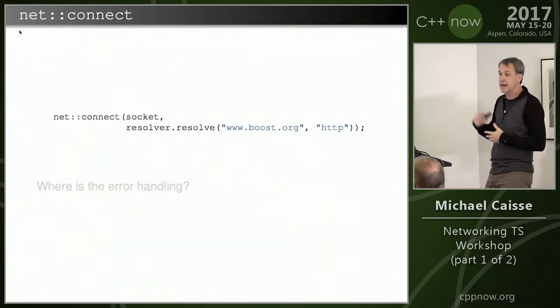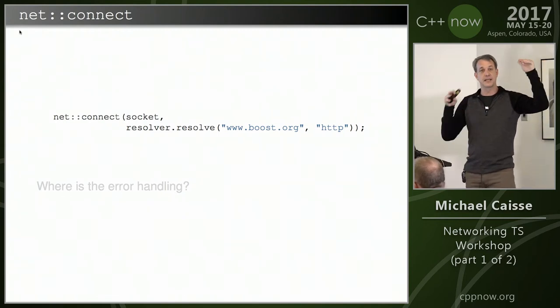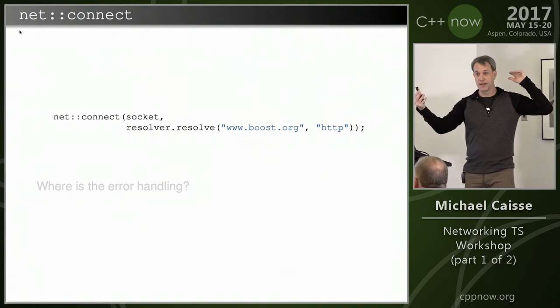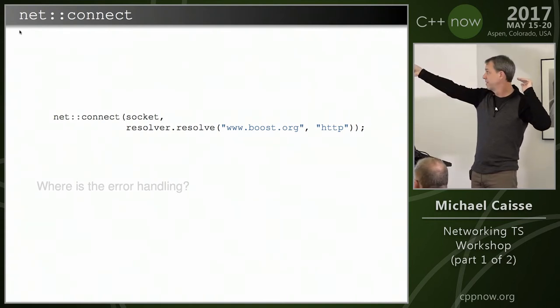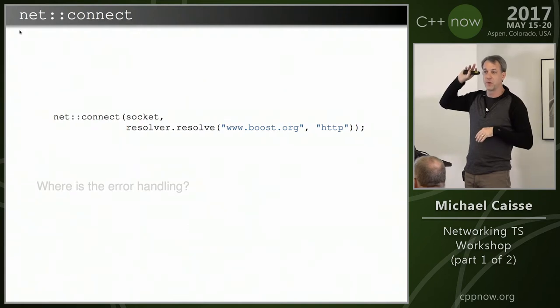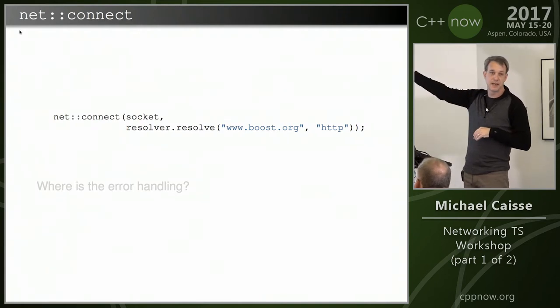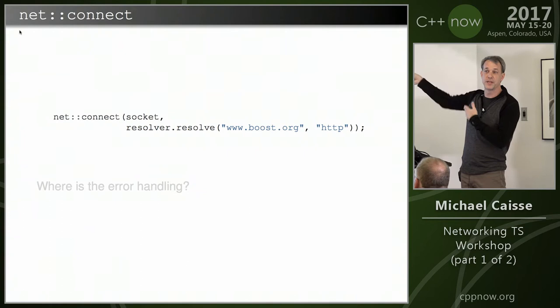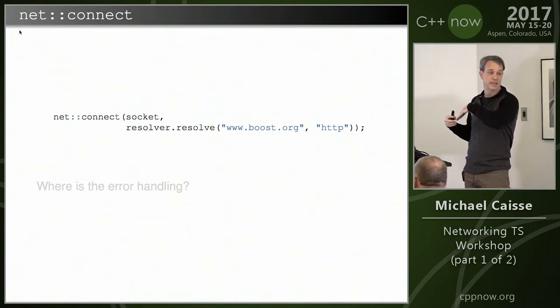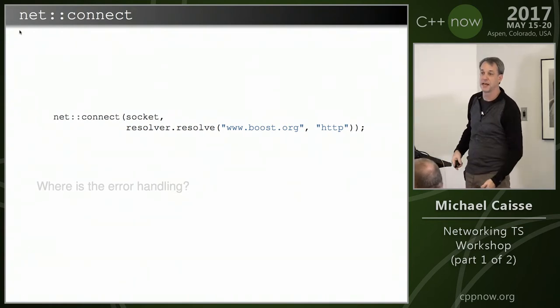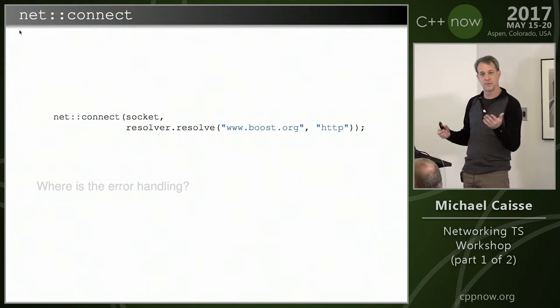So connect is what I'm going to use for that. Connect will connect a socket and an endpoint. And the resolver is going to return an endpoint. So I can say resolver, resolve, boost.org, HTTP, and this is going to do the name lookup, figure out the endpoint, pass that endpoint off to connect along with the socket, and we'll get the connection.